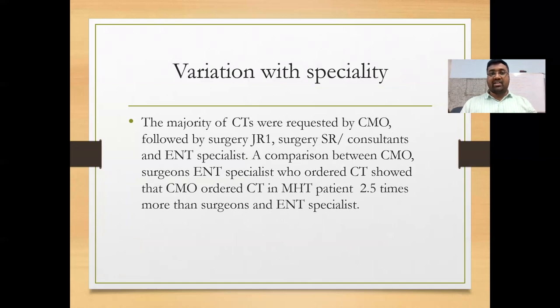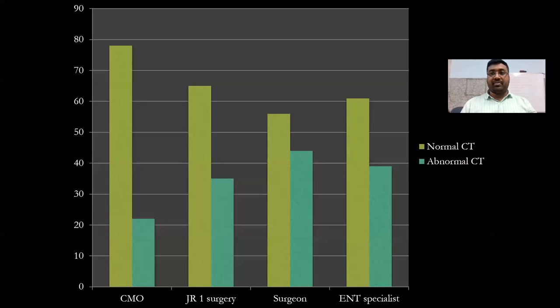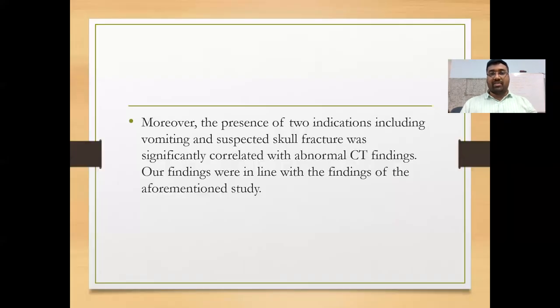Variation with the specialty. The majority of CTs were requested by CMO, followed by surgery JR1, surgery SR consultants, and ENT specialists. A comparison between CMO and surgeon and ENT specialists ordering CT showed that CMO ordered CT in minor head trauma patients 2.5 times more than surgeons and ENT specialists. This is shown in this bar diagram. The various faculties ordering CT and what the finding of CT was in that case. Moreover, the presence of two indications, including vomiting and suspected skull fracture, was significantly correlated with abnormal CT findings.